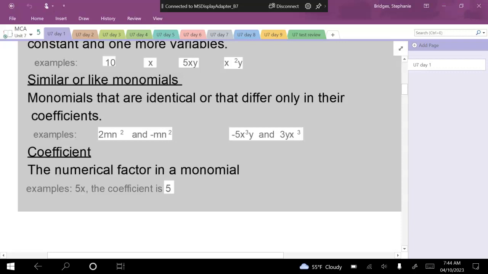And again, if you know these words, you don't have to write them down. Okay, if you don't know them, then you're going to want to write them down because we're going to be talking about them. Again, classifying these things by how many terms they have and also their degrees. And if you don't want to write the examples, don't write them. This is just extra stuff that if you need it, it's there.